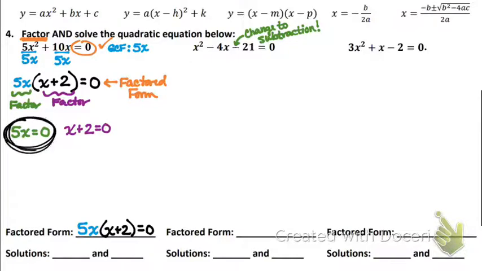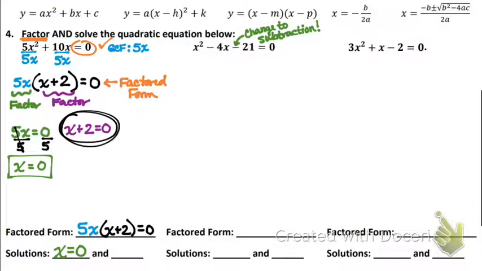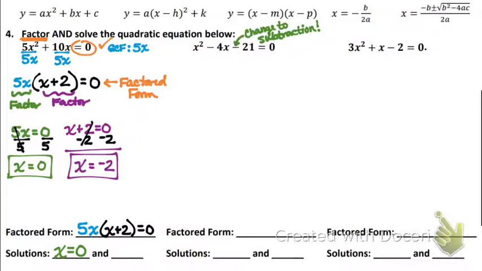What do I do right here to get x all by itself? Yep, divide by 5 on both sides. What is 0 divided by 5? 0. So x equals 0 is one of my answers. What do I do here to get x all by itself? Subtract 2 from both sides. And so I get x equals -2 for my other solution.